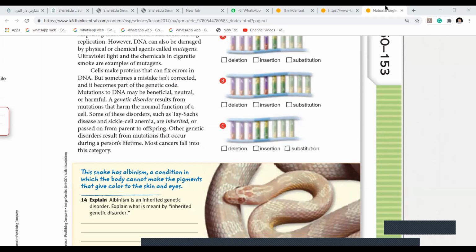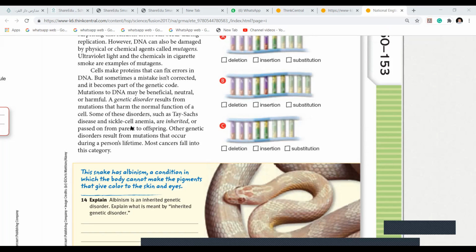In sickle cell anemia, the person's blood will not be made properly. I'll show you both on video, because you must know what the DNA disorders are. We'll see about Tay-Sachs disease and we'll also see about sickle cell anemia.